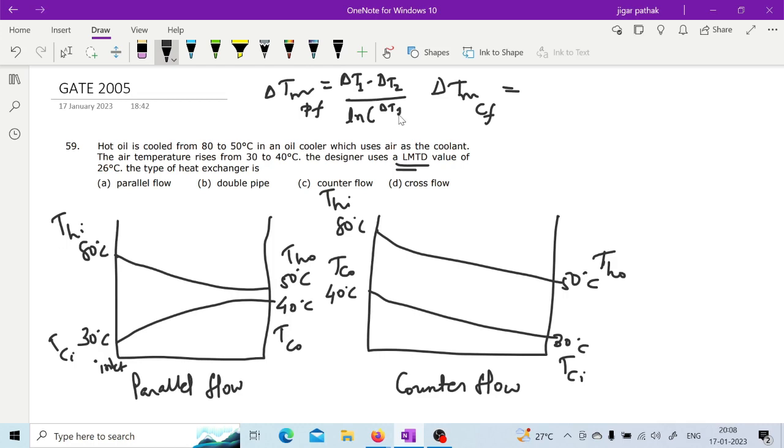26.85. Sir, it is neither parallel nor counter flow. Sir, so D, sir. Yeah, so the answer will be D, cross flow, because in parallel flow, tell me what you are getting. 24.85 in parallel flow, and in counter flow 28.85, right? So this delta Tm is neither of these two, so that is why we can go with cross flow.